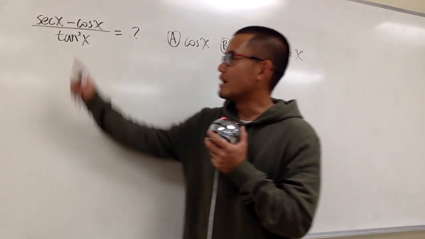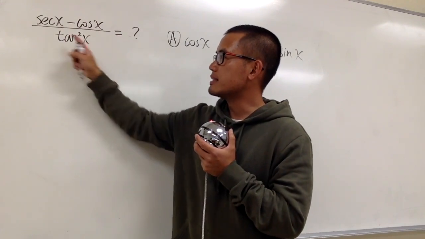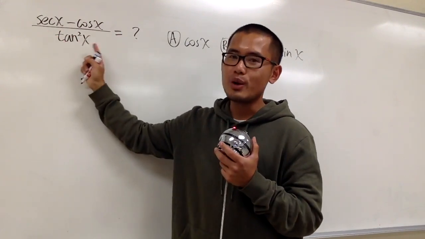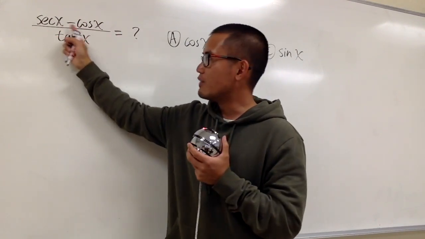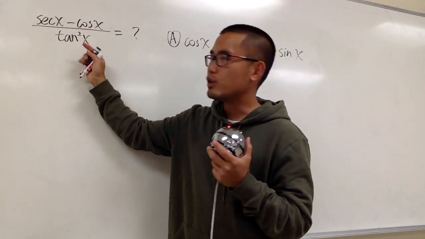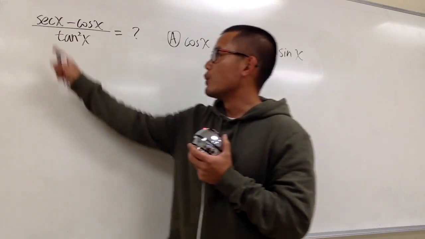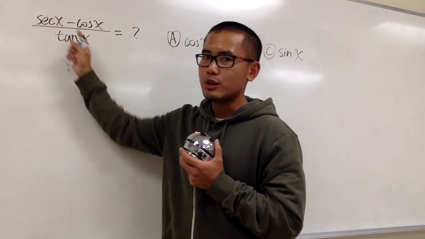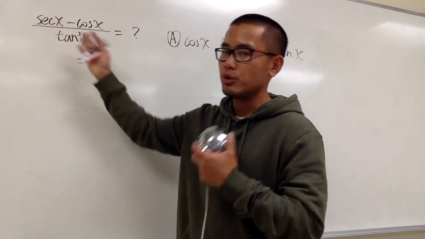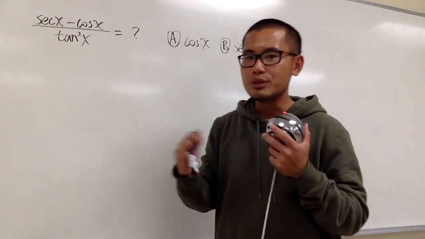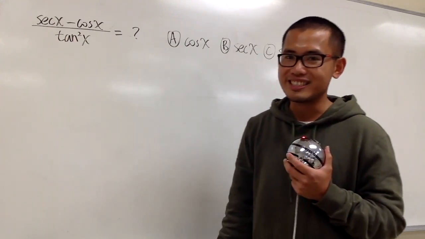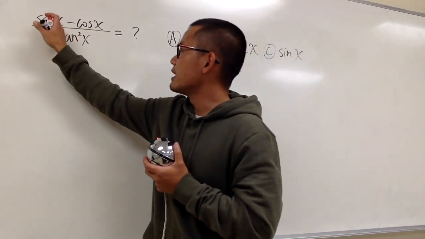For this one, we have secant x minus cosine x, and then all over tangent square x. And yes, we only have one term on the bottom, but I don't want to split the fraction yet, because I want to rewrite everything in terms of sine and cosine first, and it will end up to be a complex fraction. I want to take care of the complex fraction altogether first, all right? So with that being said, let's see.